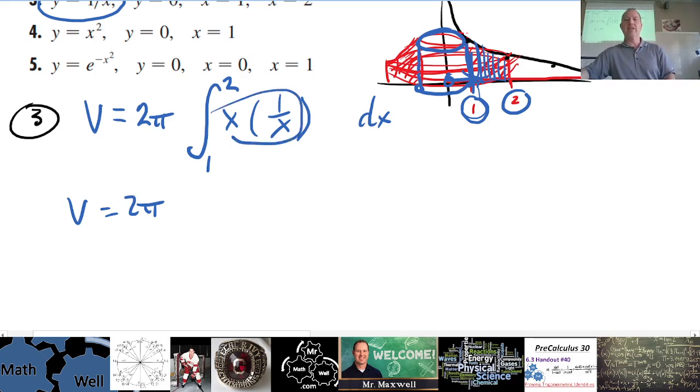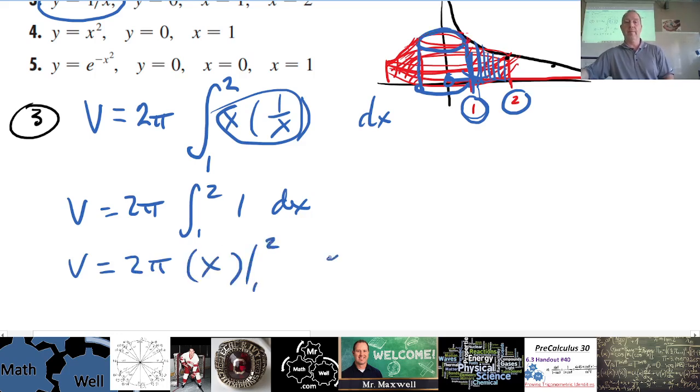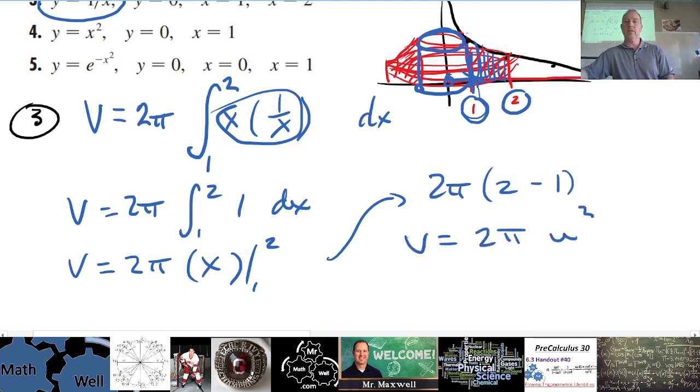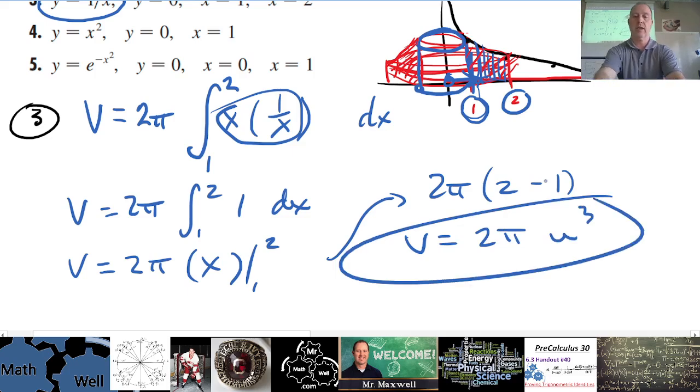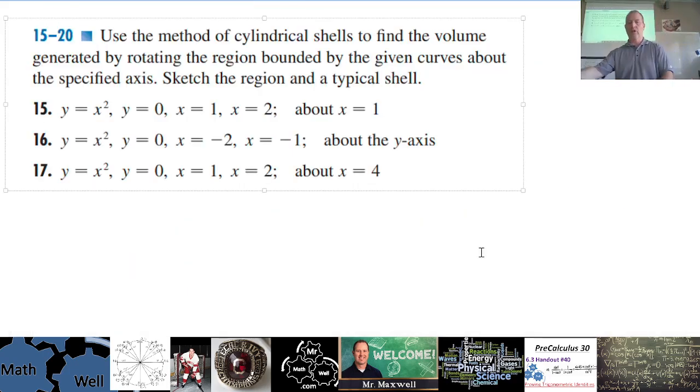So x times 1 over x is just going to be 1. So this is really just the integral of 1 dx. So you can imagine this becomes pretty easy. The integral of 1 is just x, evaluated from 1 to 2. So 2 pi times 2 minus 1. So the volume is 2 pi units cubed. Check that. All right, so 2 pi units cubed was the answer for number 3 there.